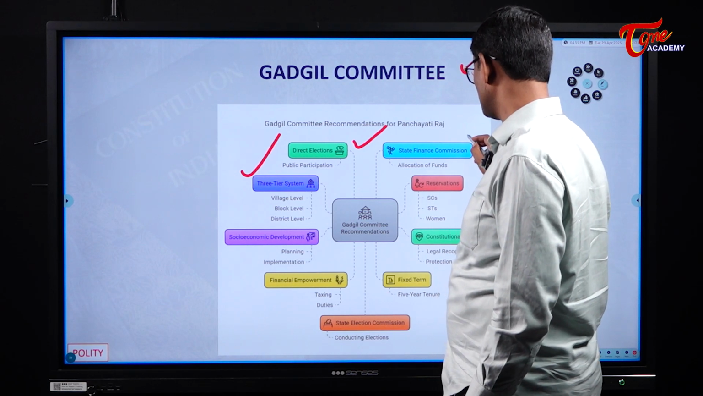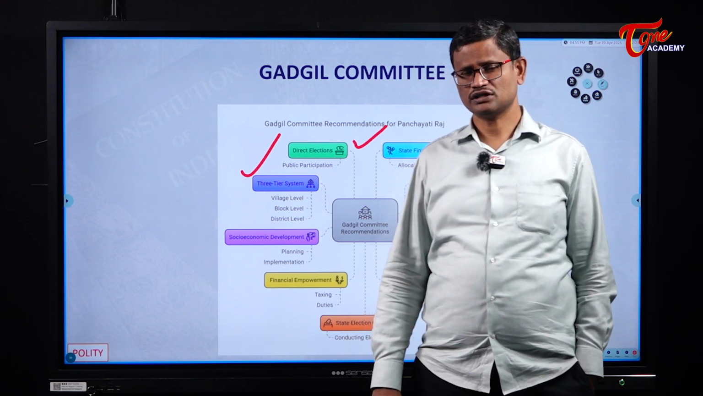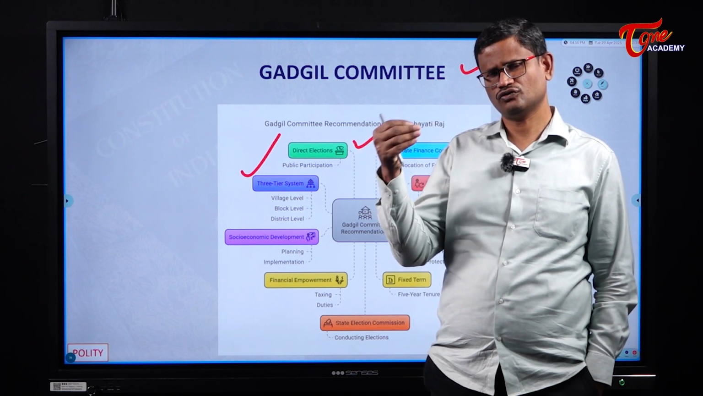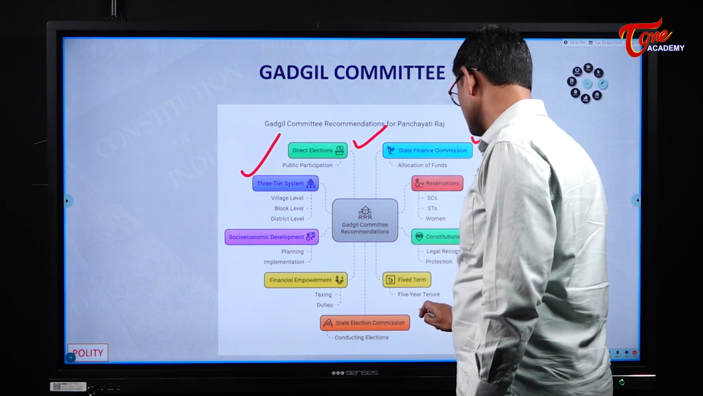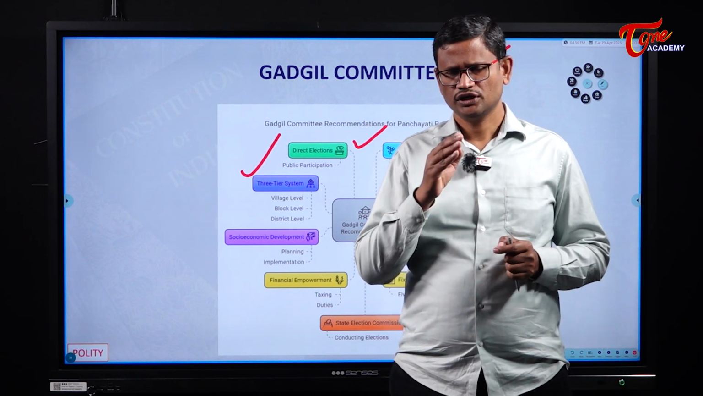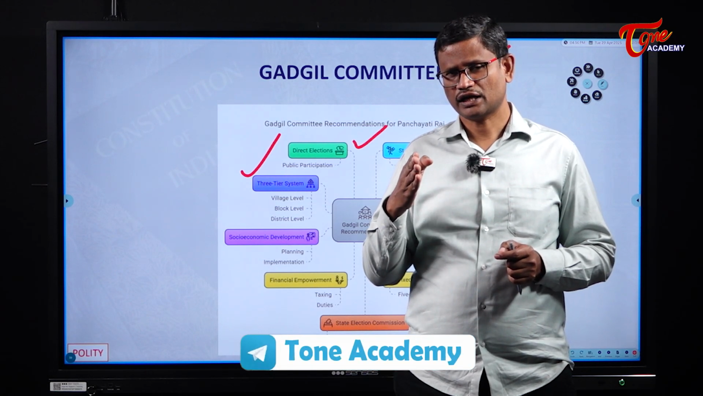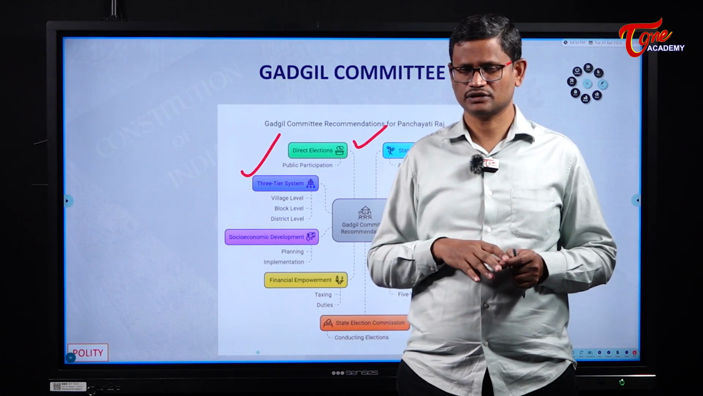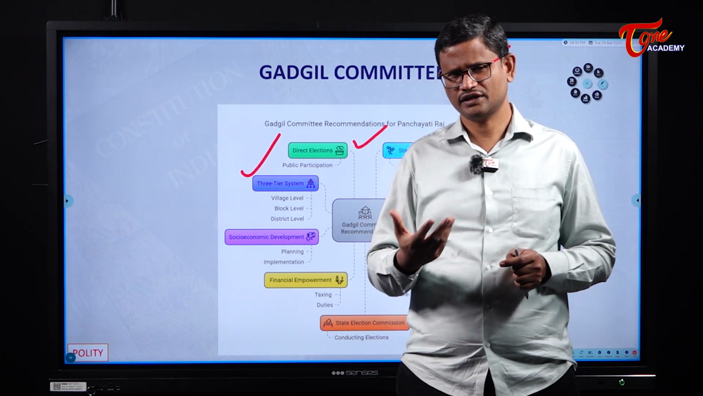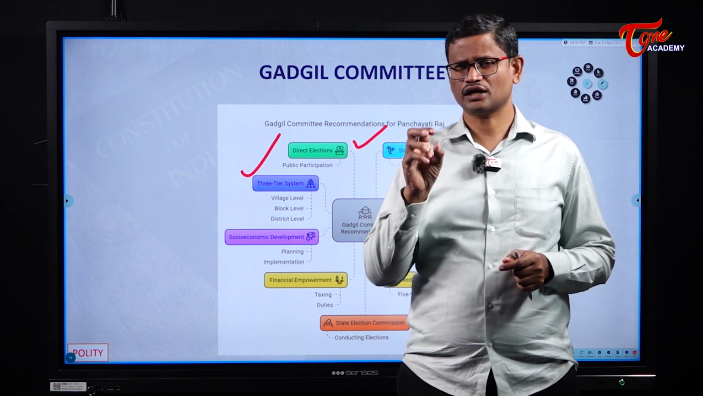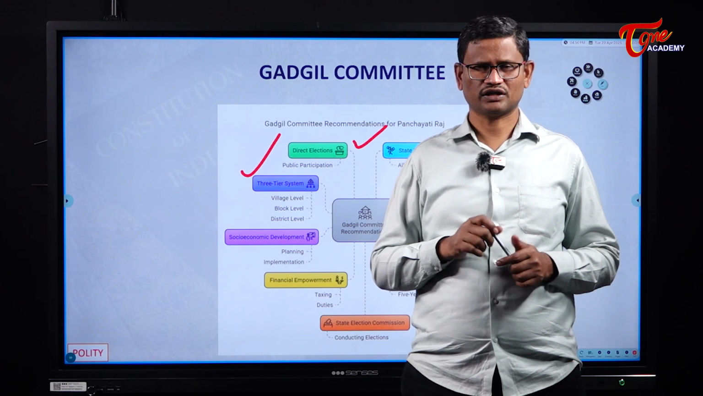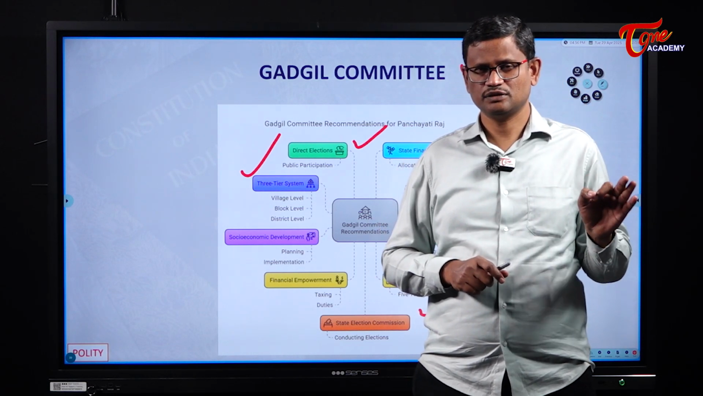Then it also recommended the establishment of a state finance commission to look after the finances which the local bodies need. The state finance commission must recommend to the state government to devolve finances to the local bodies. It also recommended the establishment of a state election commission. I told you that from 1950 till 1992, in India we did not have an independent election machinery at the state level to conduct elections to local bodies. The state governments themselves were conducting elections to local bodies, and these elections were neither free nor conducted on time. So to conduct free and fair elections regularly, the Gadgil committee recommended the establishment of a state election commission as an independent election machinery.